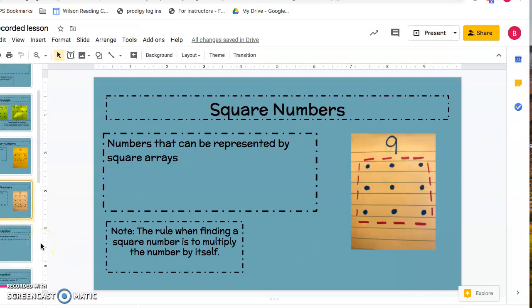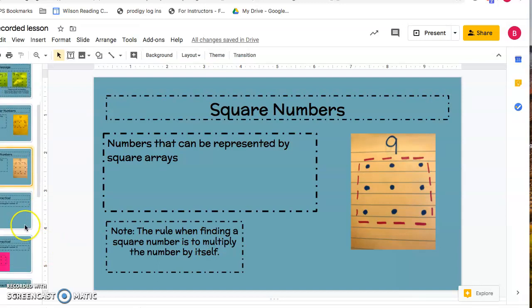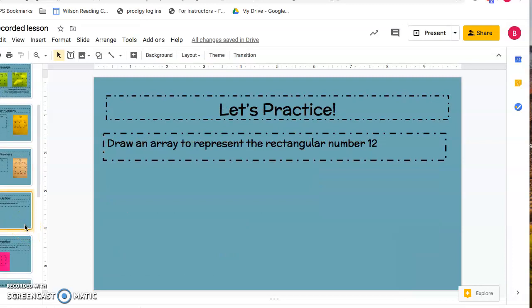So today we're going to practice drawing arrays for rectangular numbers. Let's practice. I want you to take your piece of paper and draw an array to represent the rectangular number 12. Pause this video, and once you're ready, press play.